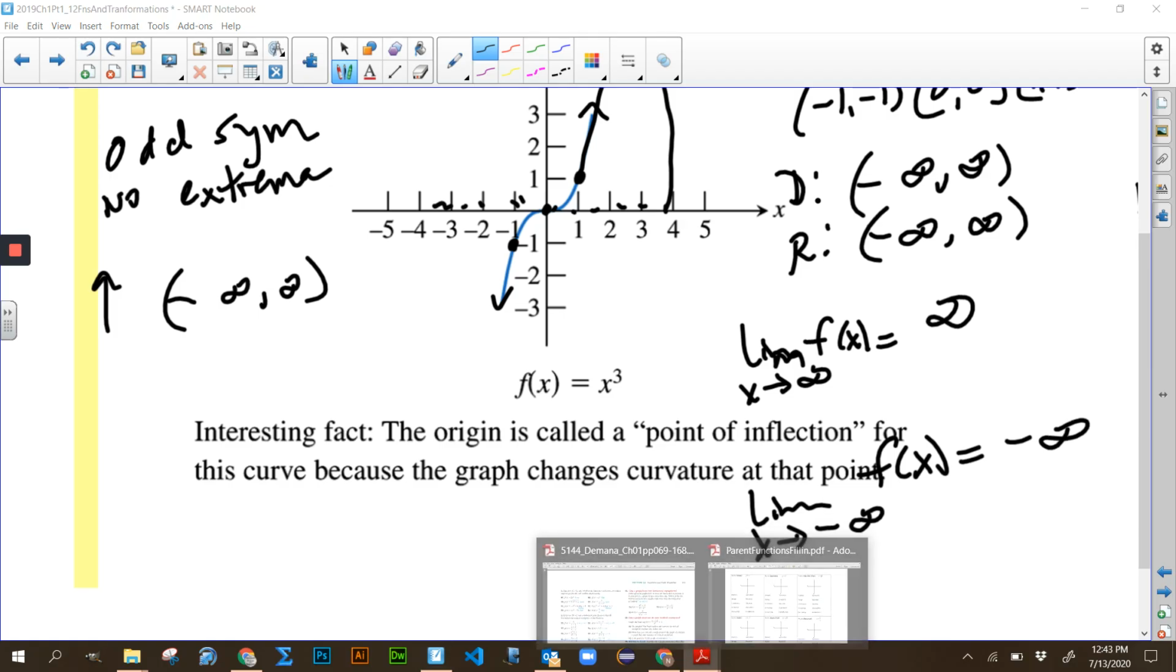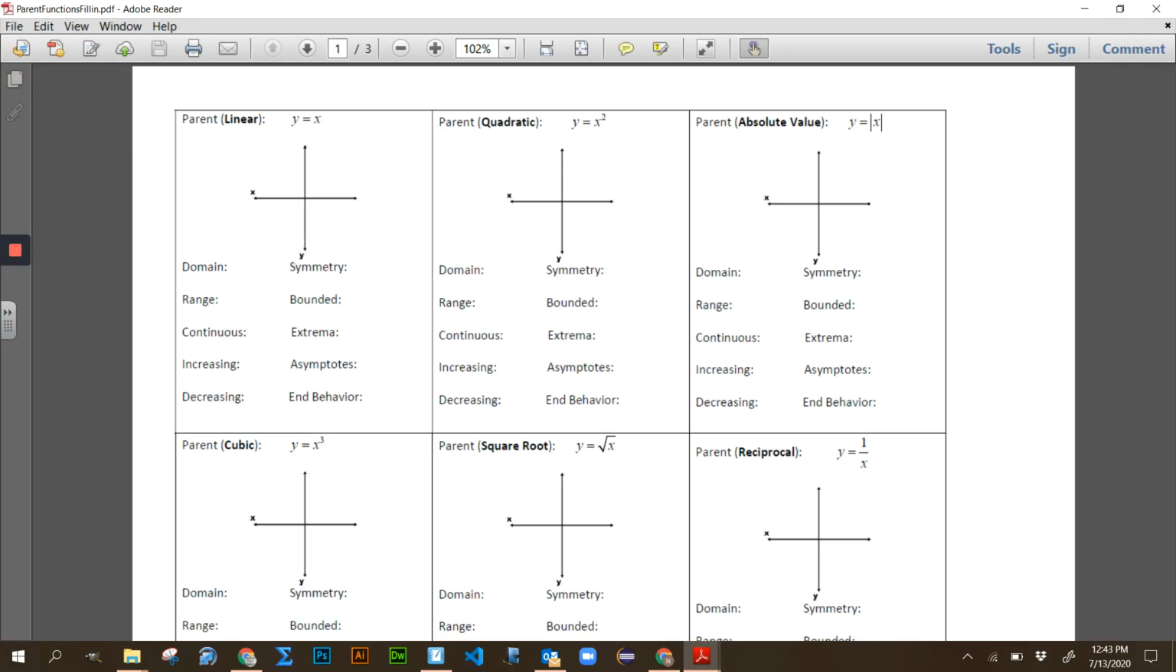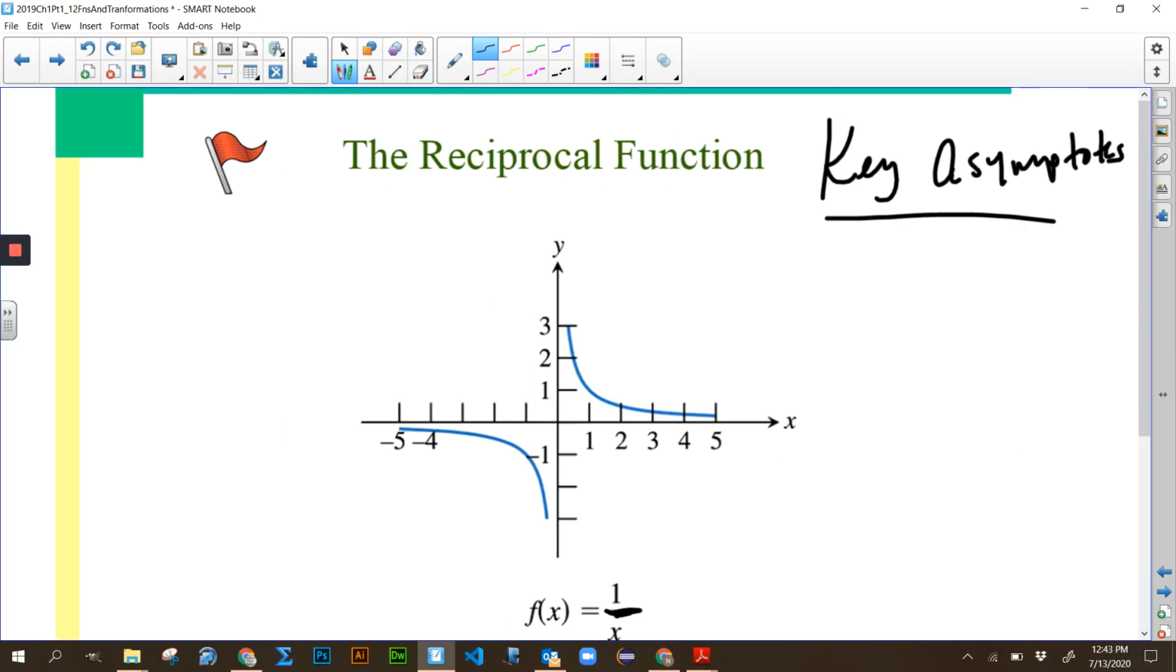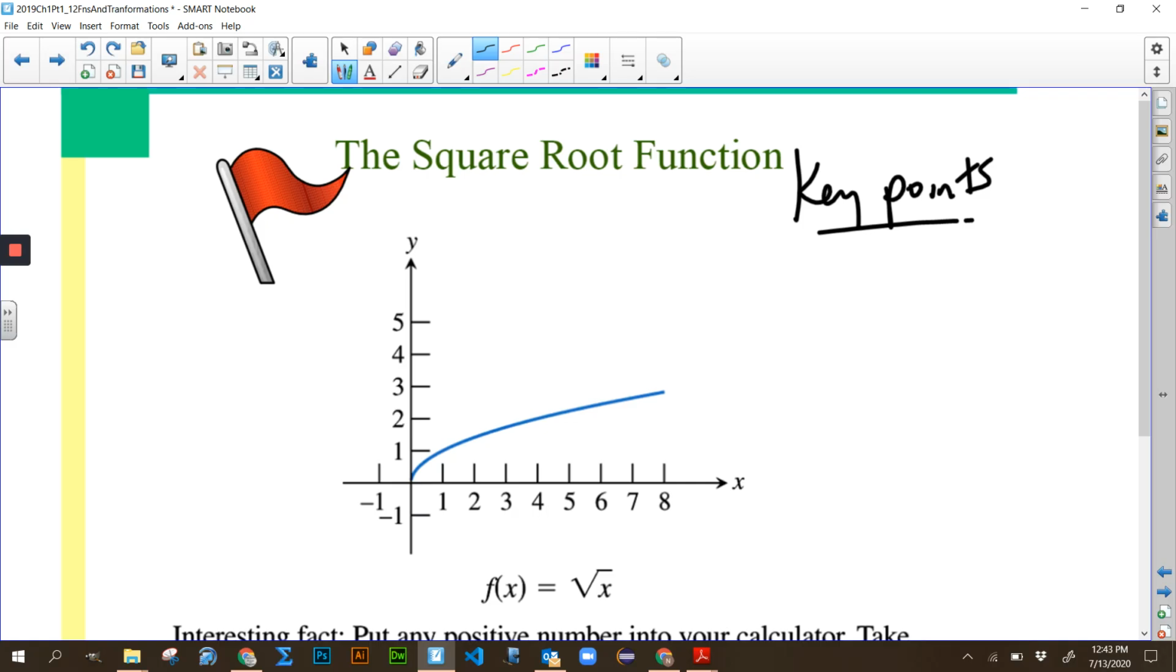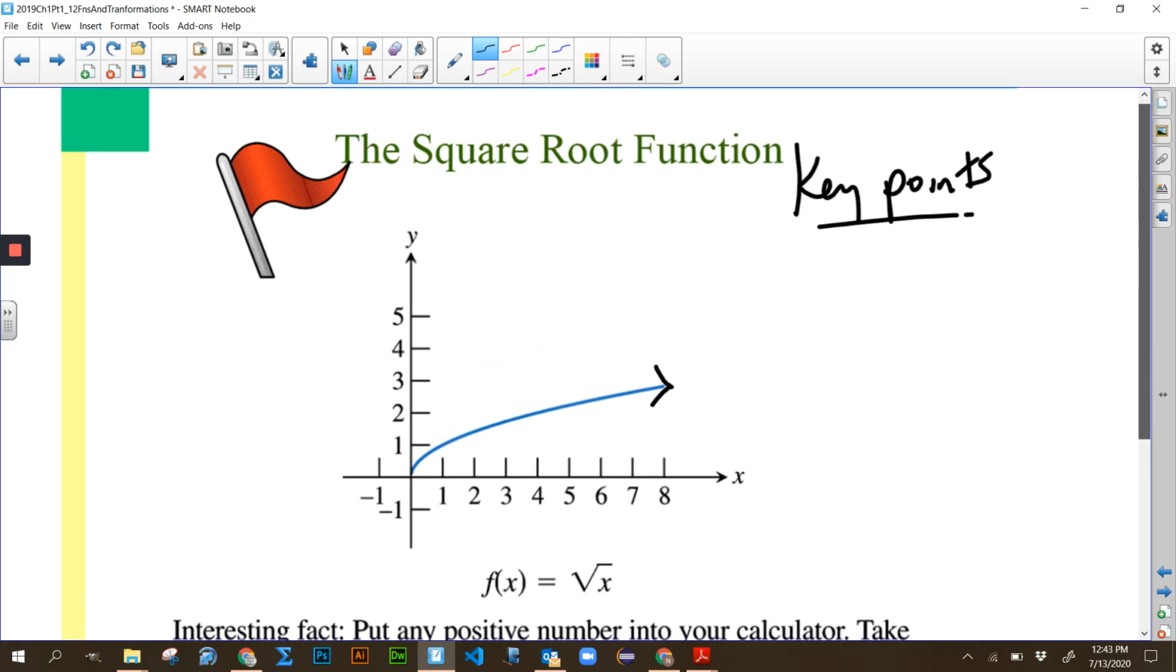Okay. I think the next one is our square root, and I put the square root underneath the squared for a reason. I was doing some rearranging of these little boxes. So again, the square root is under the squared for a reason. And let's go back here and do the square root one. Here we go. So the key points on the square root.